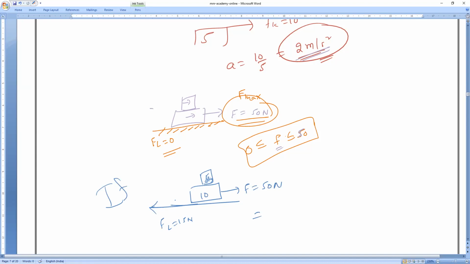So what is the range? F maximum, I found it as 50 newtons. And similarly, F limiting friction is not zero. Limiting friction is actually non-zero.